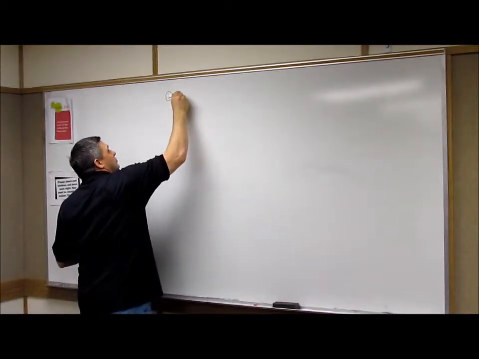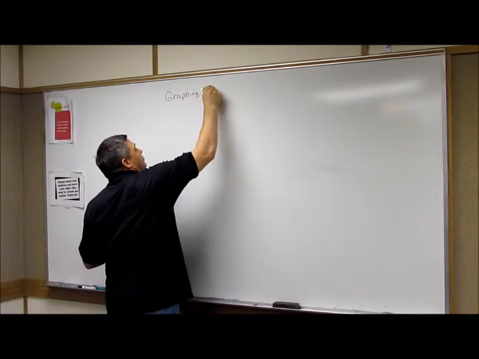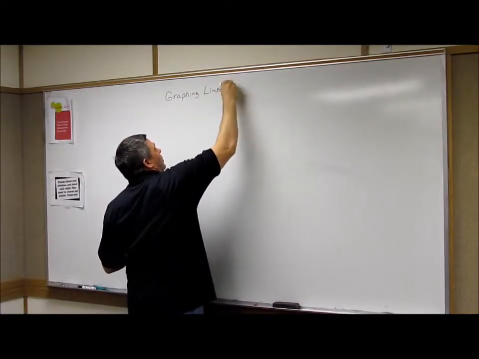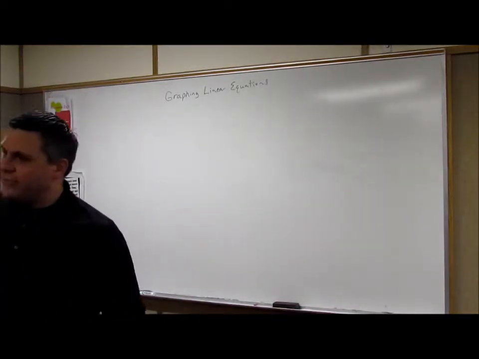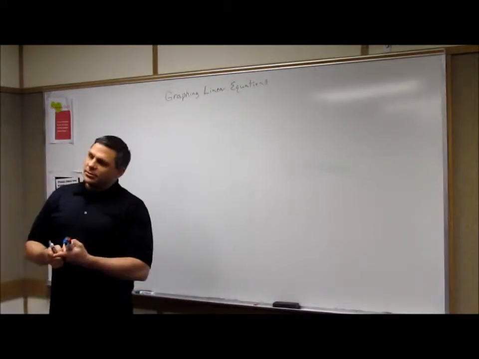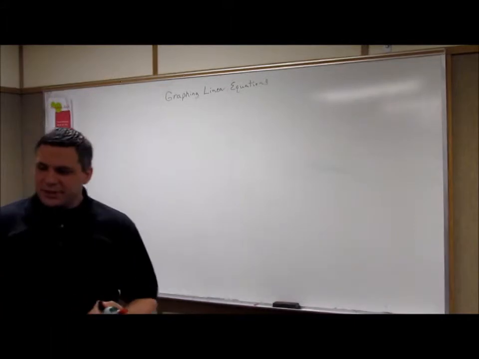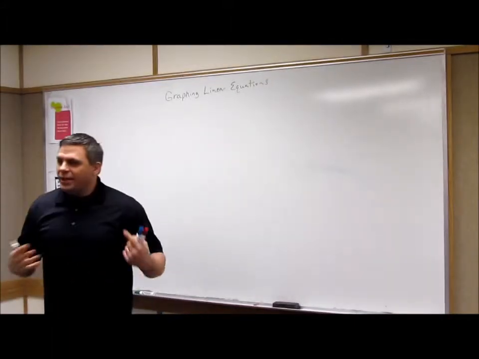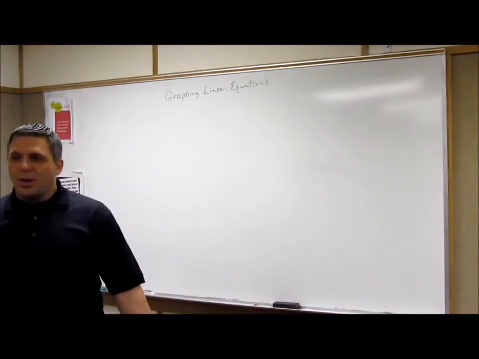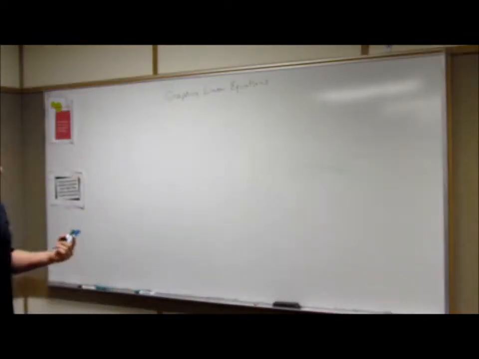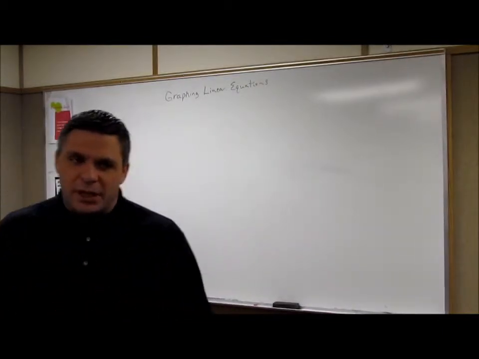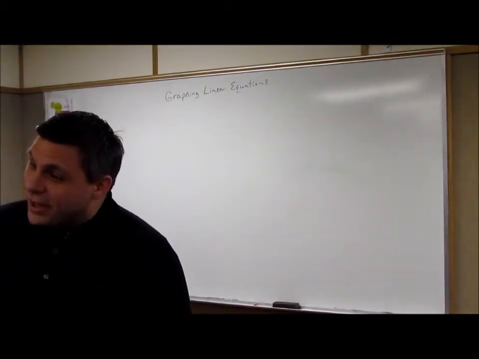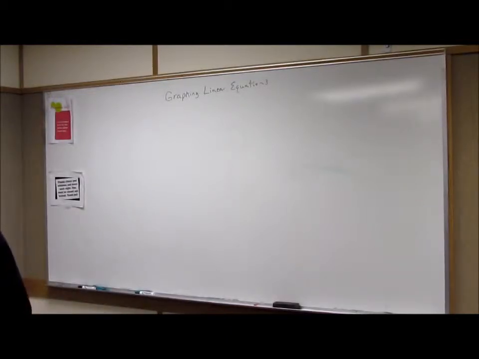Alright, so graphing linear equations. There are some key things I want to go over first. There's quadrants, so we have to know what a quadrant is, what the quadrants are. There's coordinates, so we have to know what a coordinate plane is, what coordinates are. Then we will get into the linear equations and what linear equations are and how to graph them and such.